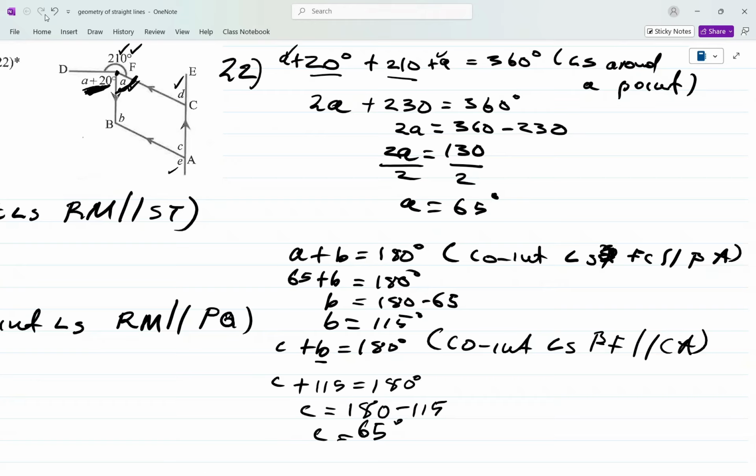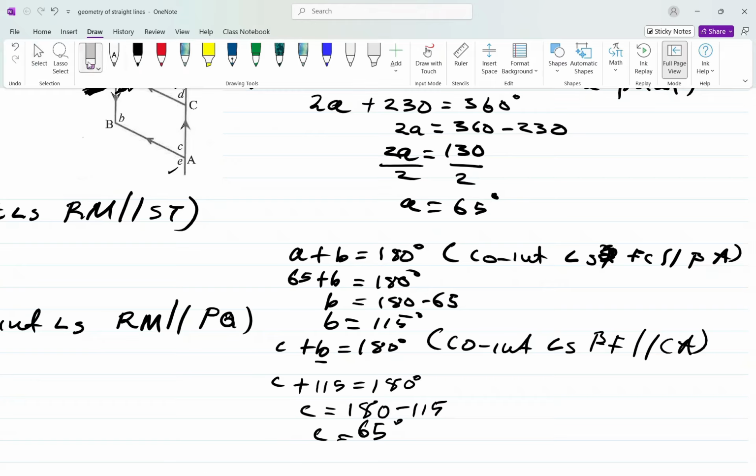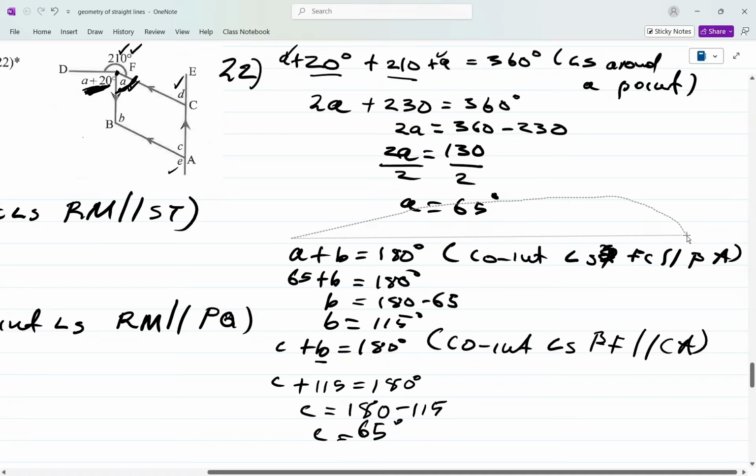So let me try to erase this. Let me see if I can have space here.